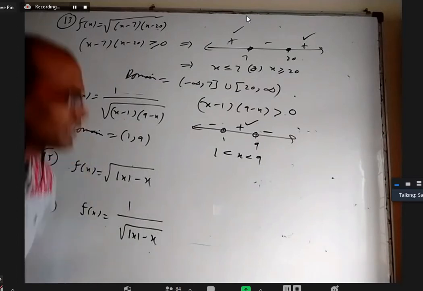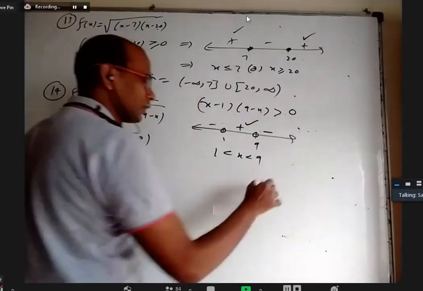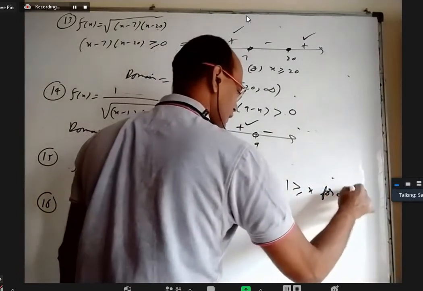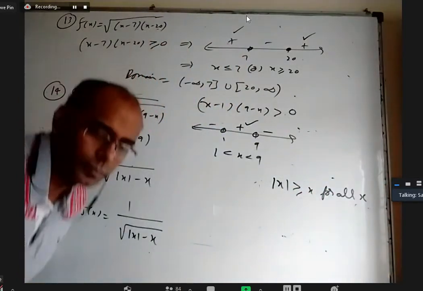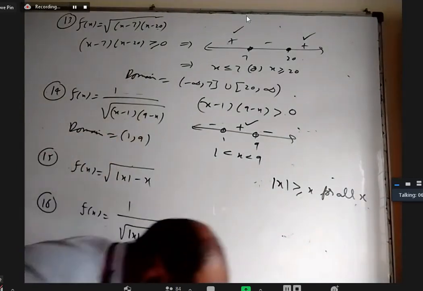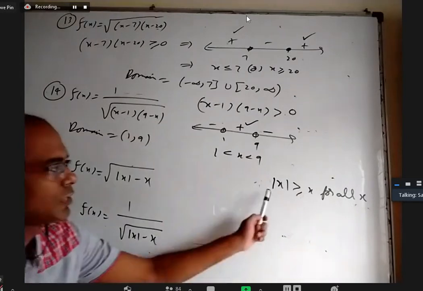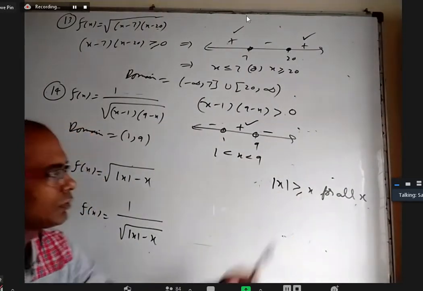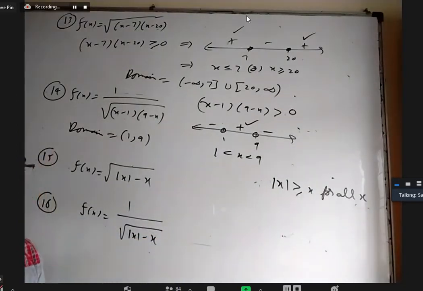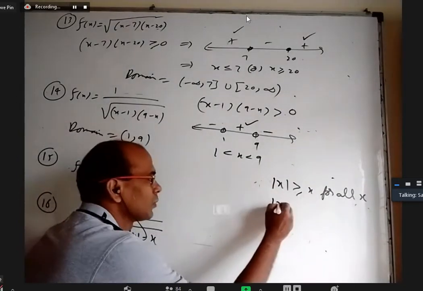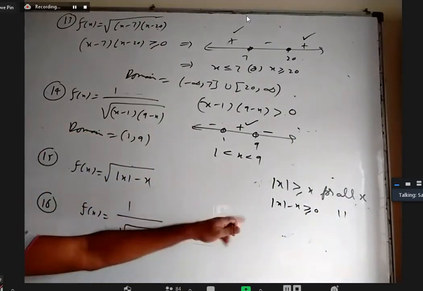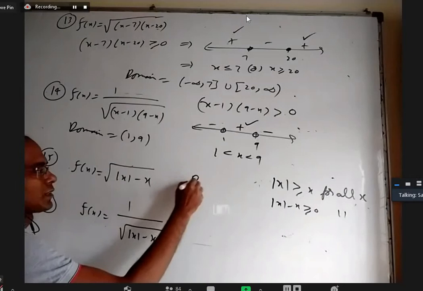Without all that, forget about this. Mod x is greater than or equal to x for all x. Is it a correct statement? Yes, sir. If x is positive, these two are equal. And if x is negative, this is negative, but this is positive, and a positive number is greater than a negative number. Because this is true, mod x minus x is greater than or equal to 0 for all x. So this is always greater than or equal to 0. So the domain is all real numbers. That's it.